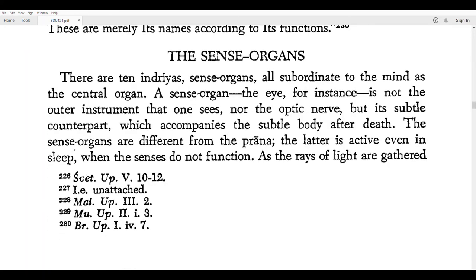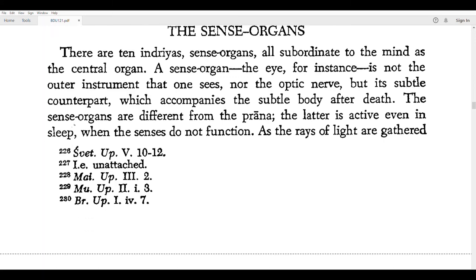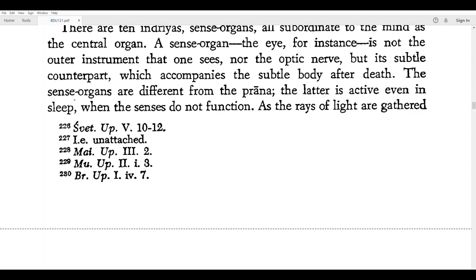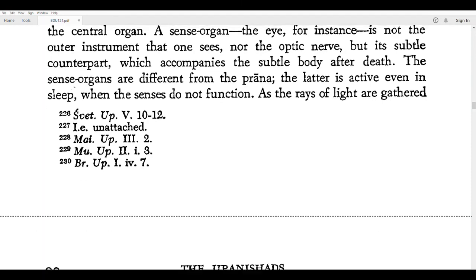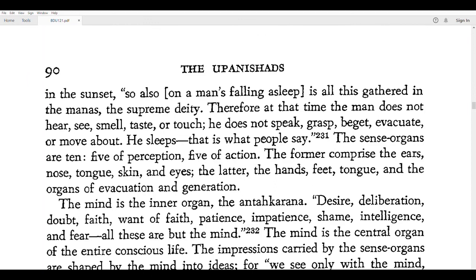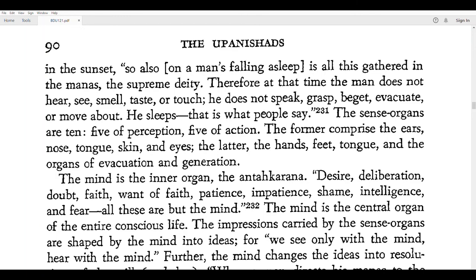The sense organs. There are ten indriyas, sense organs, all subordinate to the mind as the central organ. A sense organ, the eye for instance, is not the outer instrument with which one sees, nor the optic nerve, but its subtle counterpart, which accompanies the subtle body after death. The sense organs are different from the prana. The latter is active even in sleep. When the senses do not function, as the rays of light are gathered in the sunset, so also on a man's falling asleep is all this gathered in the manas, the supreme deity.